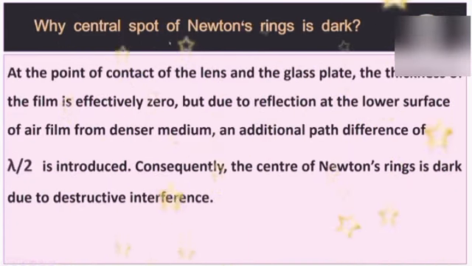Why is the central spot of Newton's rings dark? At the point of contact of the lens and the glass plate, the thickness of the film is effectively zero. But due to reflection at the lower surface of the air film from a denser medium, an additional path difference of lambda over 2 is introduced. Consequently, the center of Newton's rings is dark due to destructive interference.